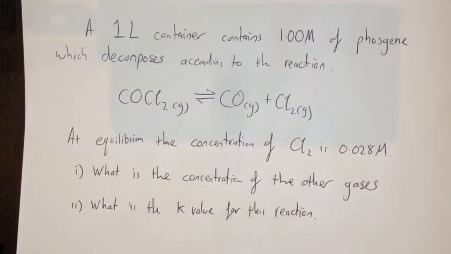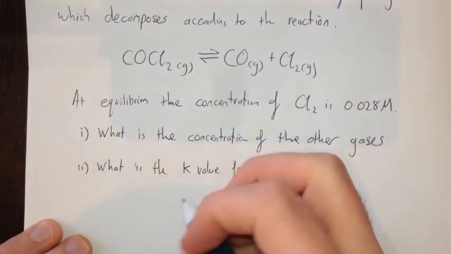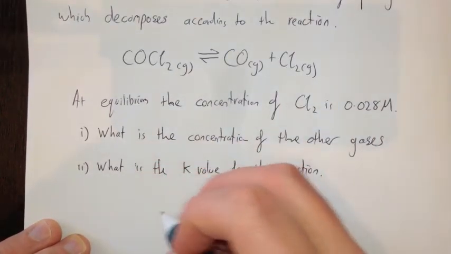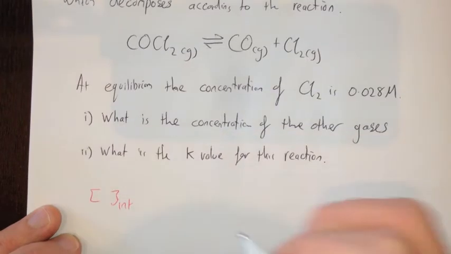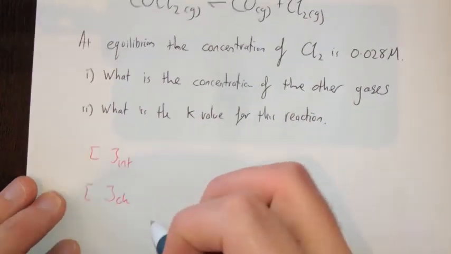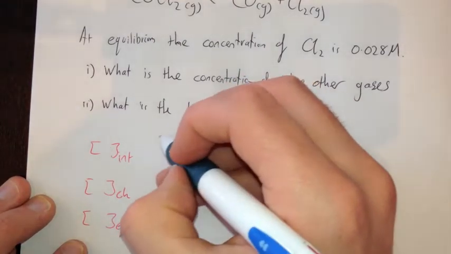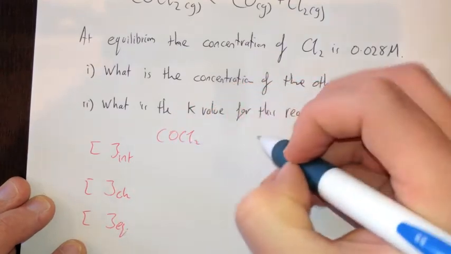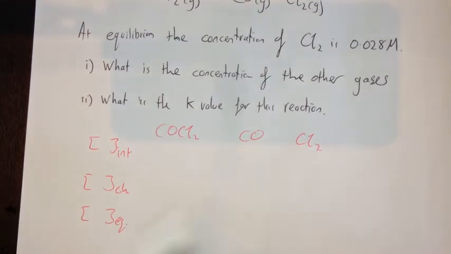So if we're not given a K value, or if we have a reaction which is happening and they give you some concentrations, chances are that you need to work out what the concentrations of things are at equilibrium. To do that, we need to draw up a little table. On this side, we're going to have our concentration initially, then concentration change, and then concentration at equilibrium. Across the top, we're going to put our different gases: COCl2, CO and Cl2.